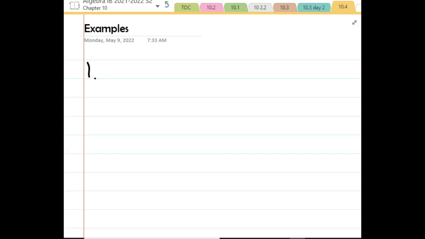Okay, so big thing, remember, to undo the square root, you are going to square both sides, but you cannot square both sides until that square root is all by itself. That's going to be the biggest thing today. So number one, if I have the square root of y plus 6 equals 12.